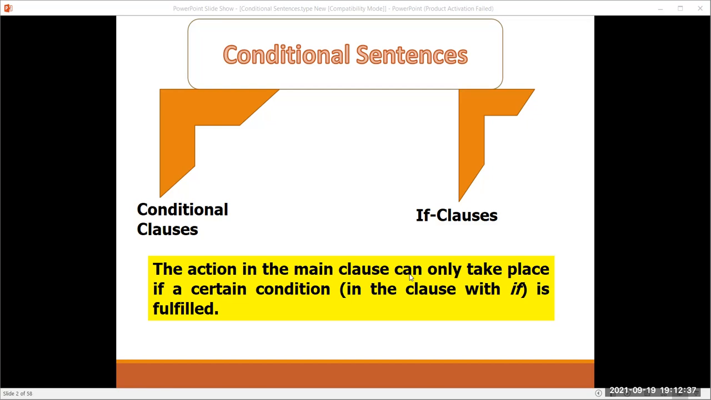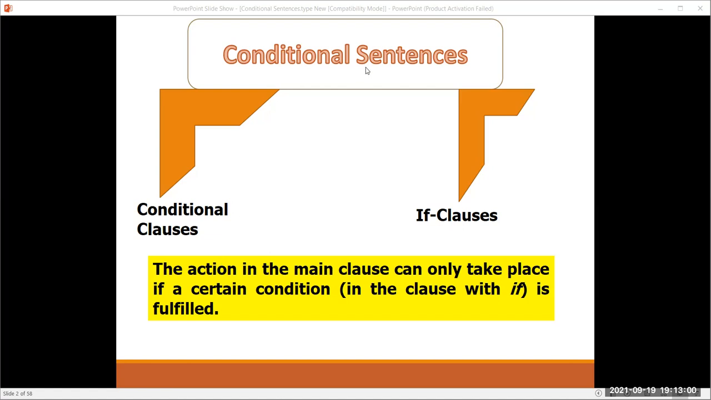In the if clause, condition is set, and in the conditional clause, it is informed that the action will be completed provided the condition given in the if clause is met or fulfilled.